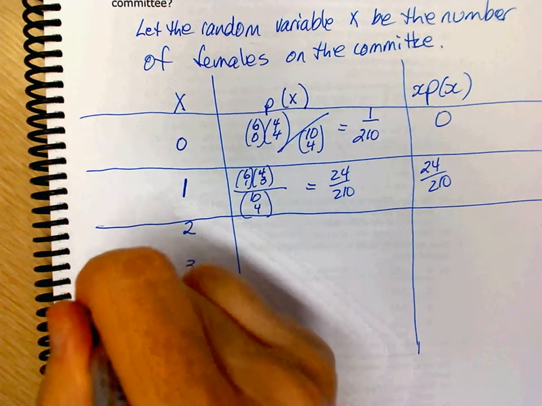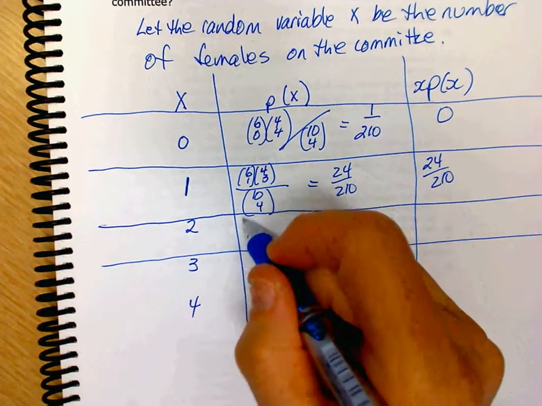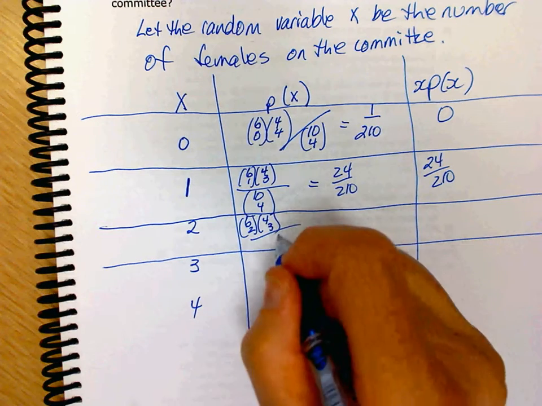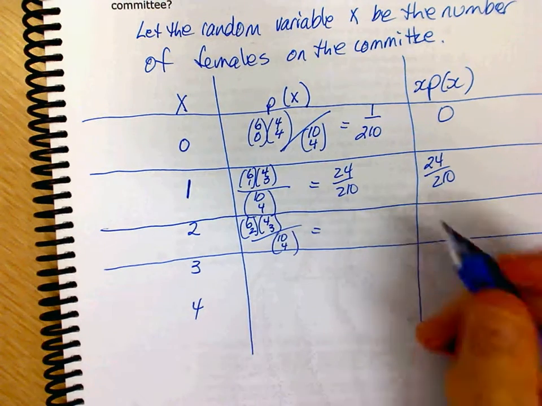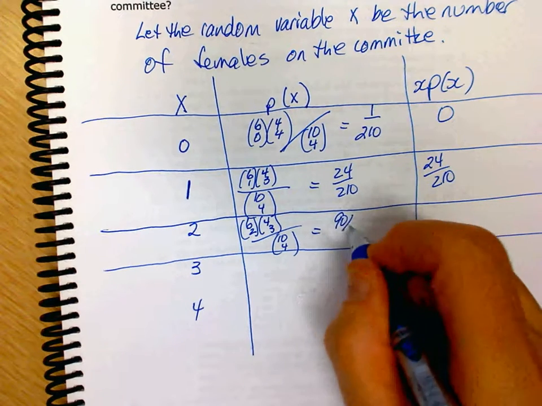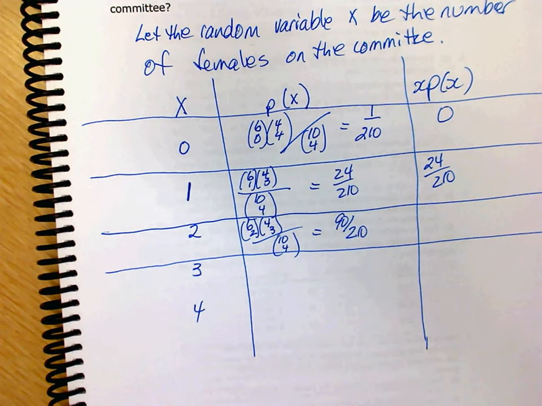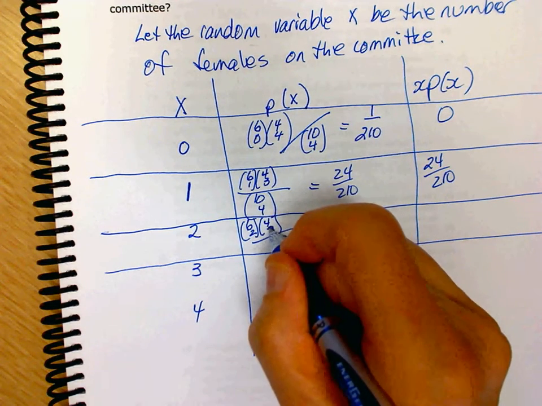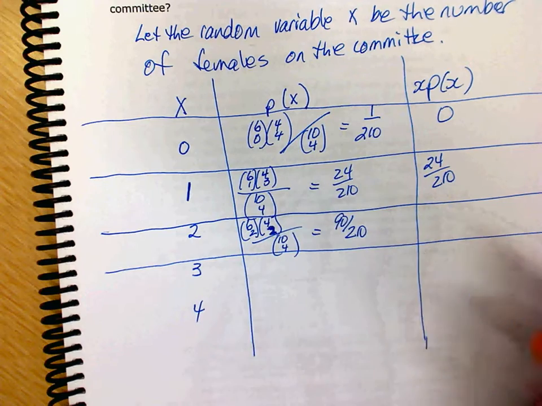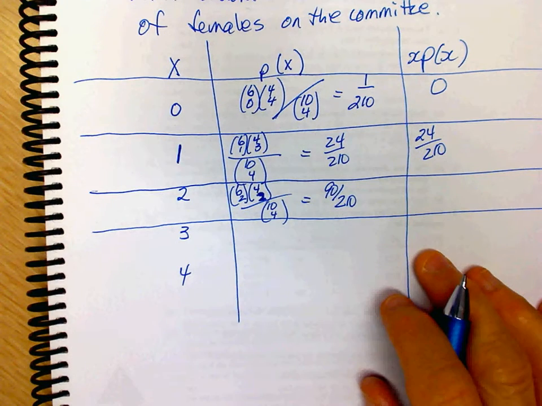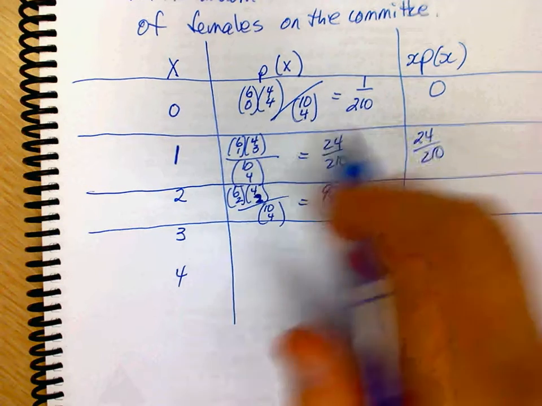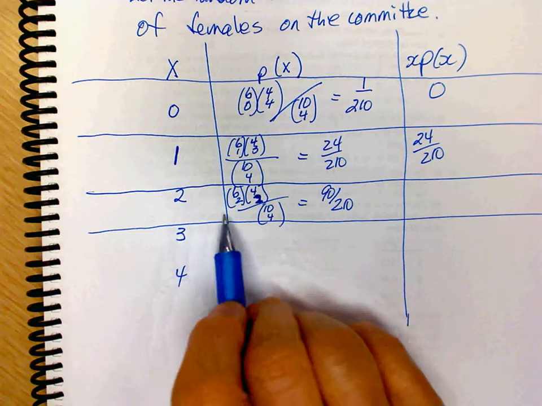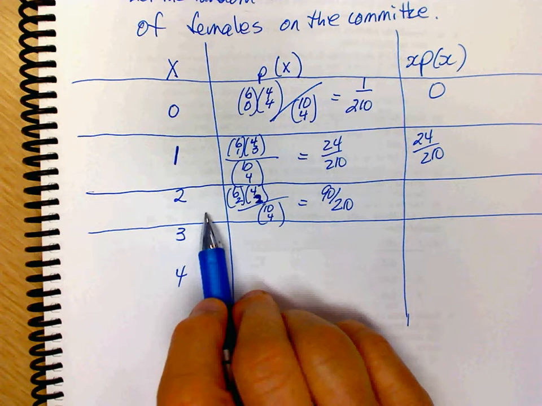So again, 6 choose 2, 4 choose 2, all over 10 choose 4. You're absolutely right, 4 choose 2, thank you. My eye jumped to the 3 row. And that's 90 over 210. So 2 times 90 is 180 over 210.